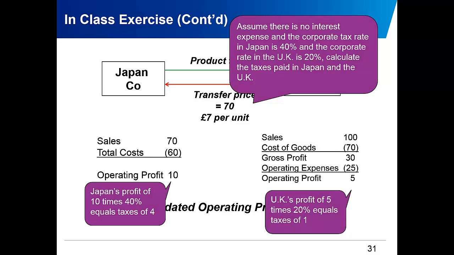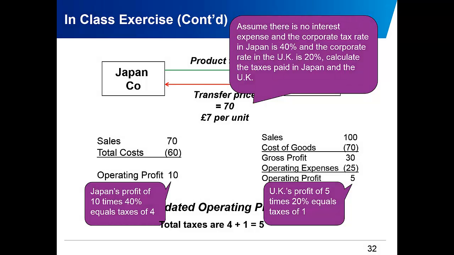Well, this is pretty straightforward. You take the 10 of operating profit in Japan times a 40% tax rate, and that would equal taxes of 4, as we can see in the bottom left-hand side. And in the UK, you've got a profit of 5 times their 20% tax rate would equal taxes of 1. The collective taxes of the two added together, the 4 and the 1, equal 5. So we've got our base case now established of 5 in taxes with this sort of structure.